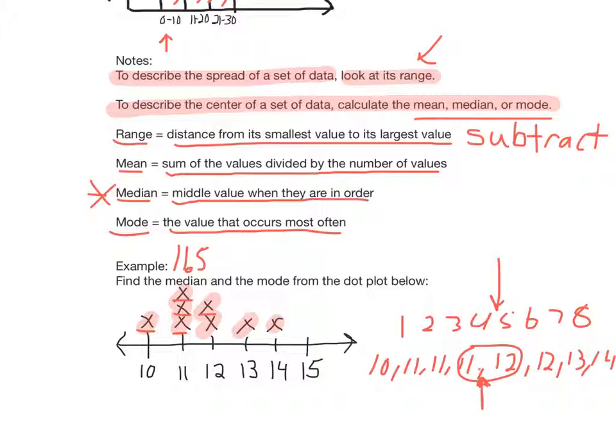Okay? Mode. Which one's there the most? Pretty easy to see. In the dot plot, there's more 11s. So 11 is the mode. 11.5 is the median, 11 is the mode. Next problem.